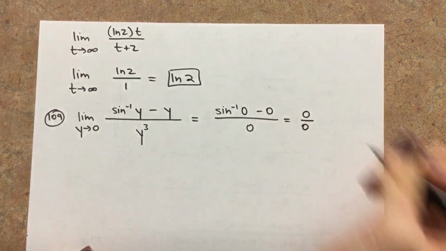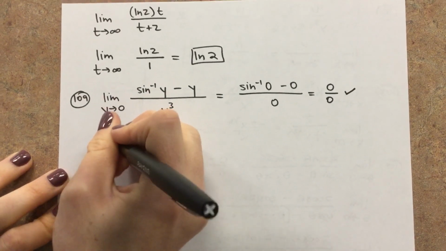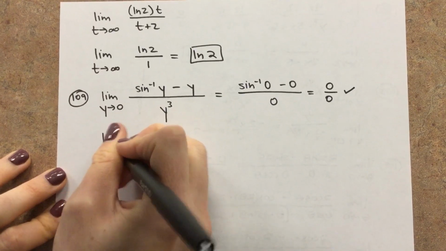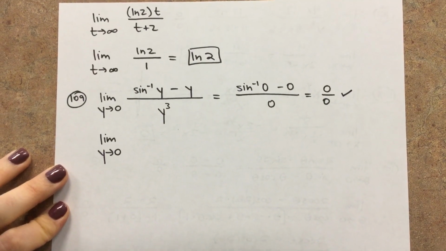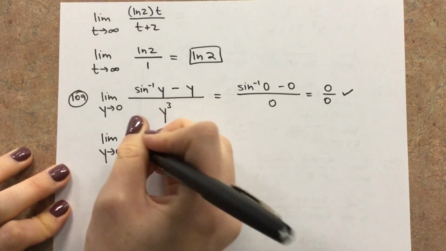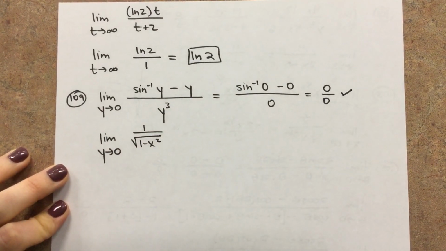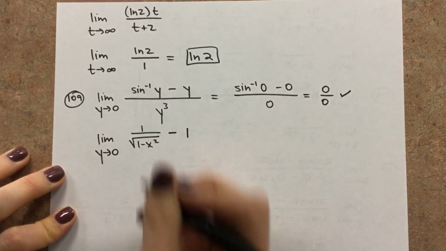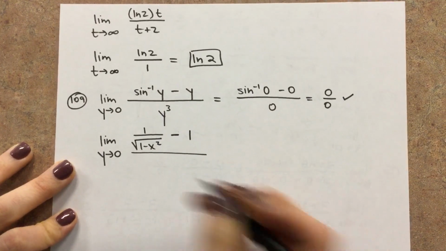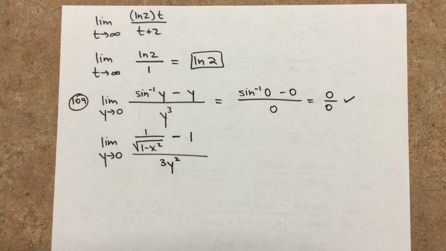So 0 minus 0 over 0. We know that L'Hopital's rule will work. So we do the limit, and then we replace with derivative. So sine inverse, practice that derivative from the last unit. We've got 1 over square root of 1 minus x squared. That's the derivative of sine inverse, minus the derivative of y, which is 1, over, and then down here we've got the derivative of y cubed, which is 3y squared.